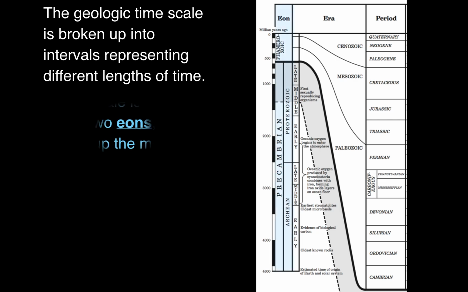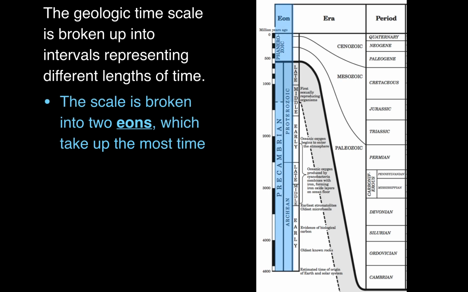So starting on the left side of the scale, you have something called an eon. Now, an eon takes up the most time in Earth's history, and in this case, we're highlighting two eons. One is called the Precambrian, the other one is called the Phanerozoic eon. Both eons span all of Earth's history, so eons take up the most amount of time.